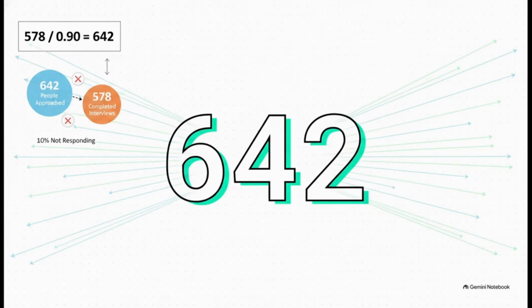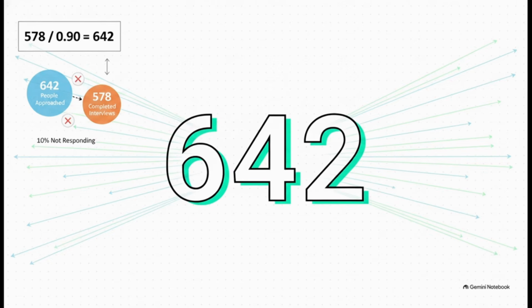To calculate this correctly, we don't just lazily add 10%. We divide our requirement of 578 by our 0.90 response rate, and that shows our final field target jumping up to 642. So the crucial point is that you actually have to approach 642 people in the field just to hopefully end up with your required 578 completed interviews.